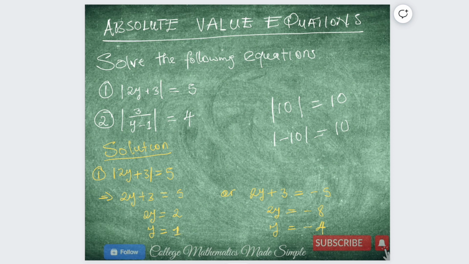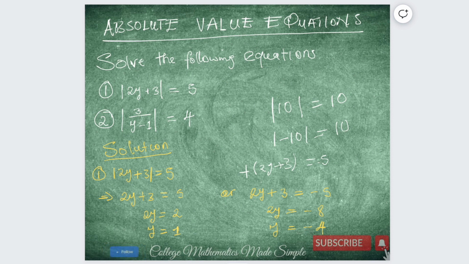Or this 2y + 3 can be negative, so it can be -(2y + 3) is equal to 5. Now we can multiply throughout by negative 1 so that this is positive: 2y + 3 is equal to negative 5. Now we can subtract 3 both sides so that 2y is equal to negative 8. And dividing throughout by 2, we have y is equal to negative 4.